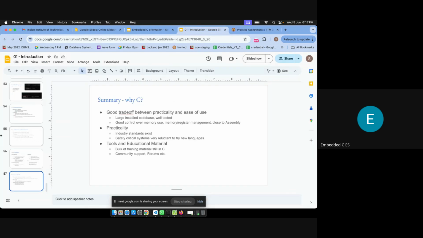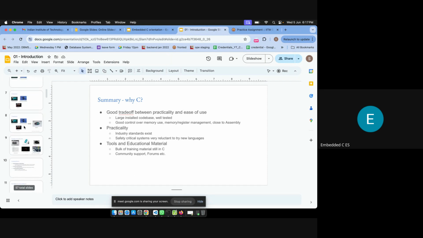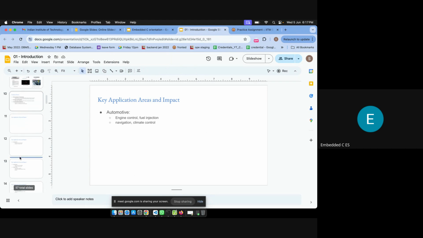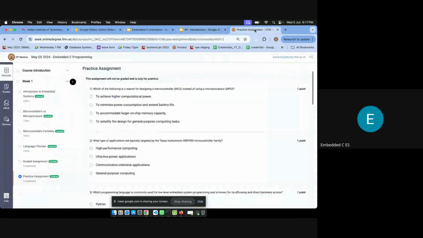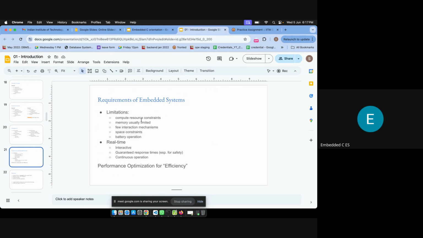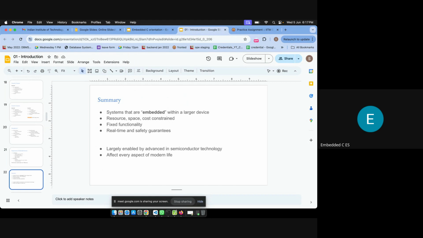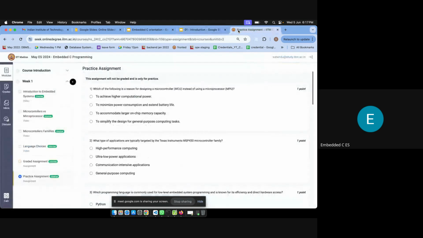If you saw the lecture and the slide also, let's see. You can see the requirements of an embedded system: to minimize the power consumption and extend battery life. Basically, microcontrollers are designed with a focus on energy efficiency, low power consumption and long battery life. So the correct option is option B.